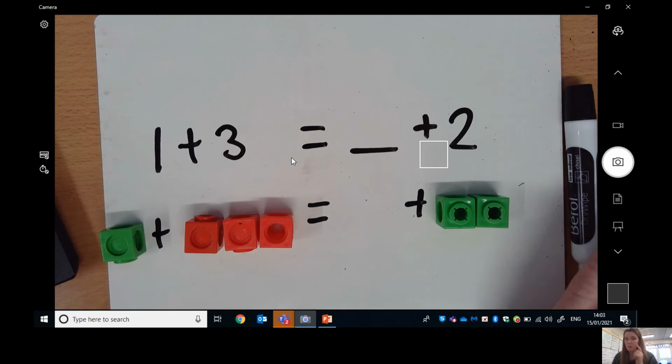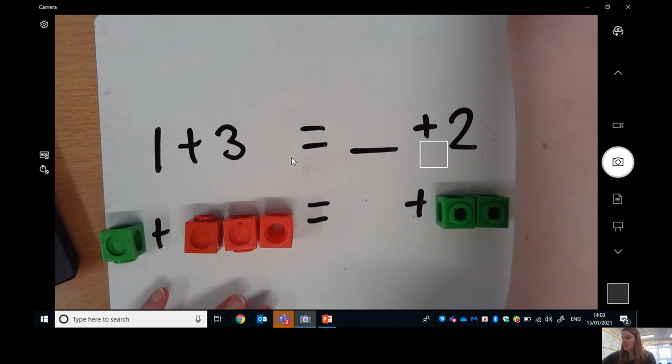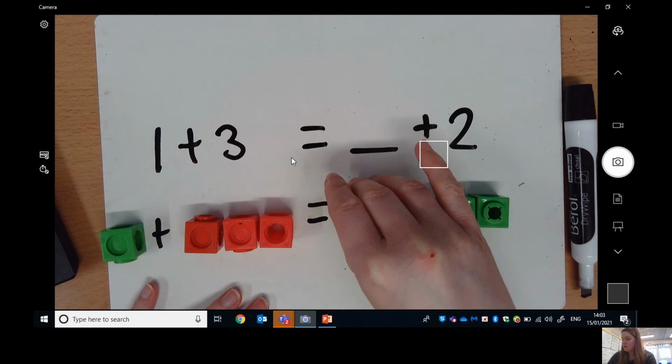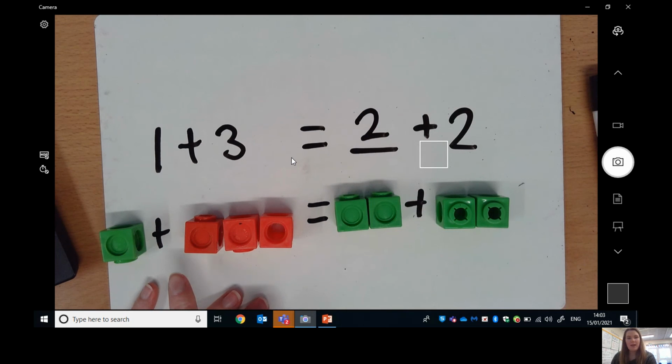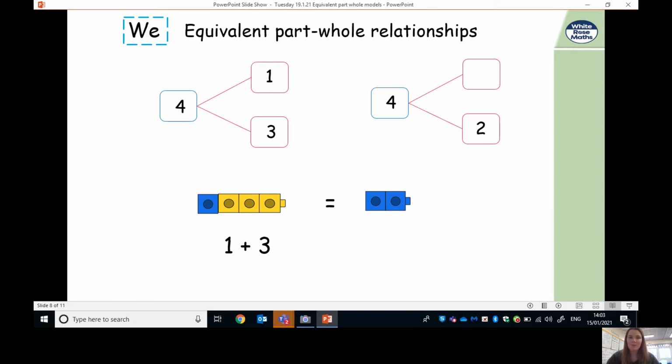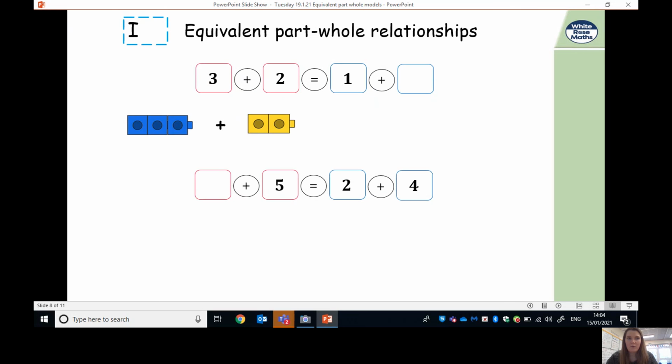Remember to use your number bonds to help you. Put me on pause for 30 seconds. Off you go. Fantastic. You should have found 2. 2 plus 2 is the same as 1 plus 3. Let's see that in action. We found our 2, we brought 2 more in, and we now know that 1 plus 3 is exactly the same as 2 plus 2 because they both make 4.